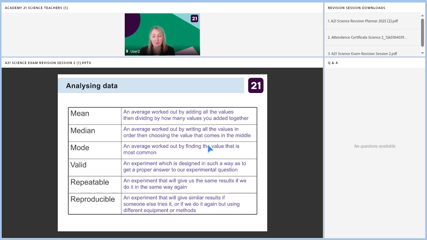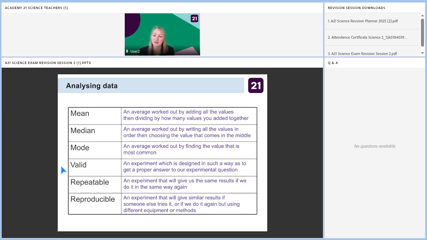The other one that commonly comes up in science papers is working out the median. The median is the type of average that you get by writing out all the values in order and then just choosing the value that comes in the middle. We're going to see an example of that one in a moment as well. The least common one, which doesn't come up very frequently in science, but you will have seen in maths and in some science examples throughout your learning, is the mode. The mode is just finding the value that occurs most frequently, so the most common value.